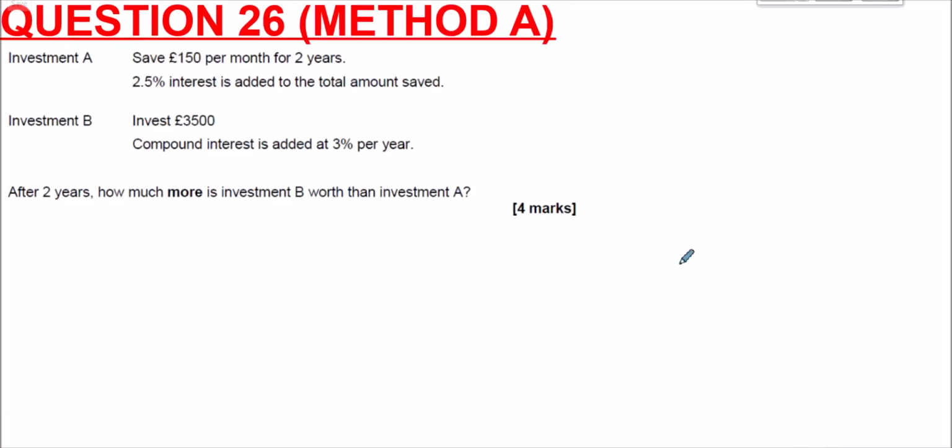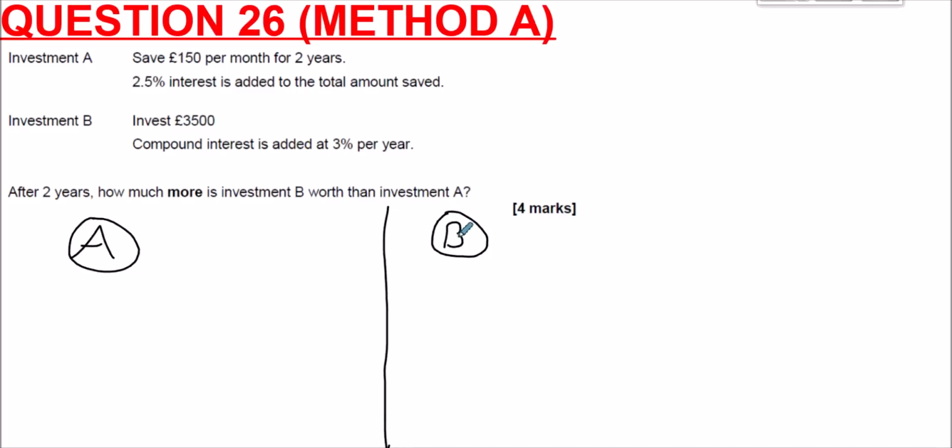Question 26 I'm going to show in one of two different ways. So the first way I'm going to show you is a way which is just quicker. It's going to be using decimal multipliers. For method B, I'm going to show you a table method. So we've got two different investments, investment A and B. So I just section them off here.